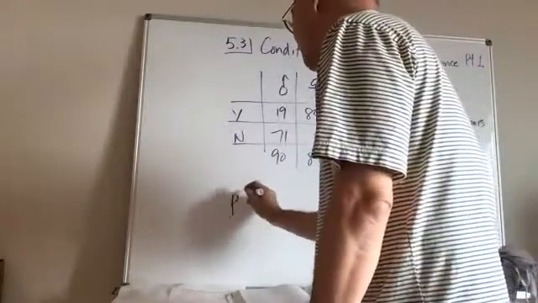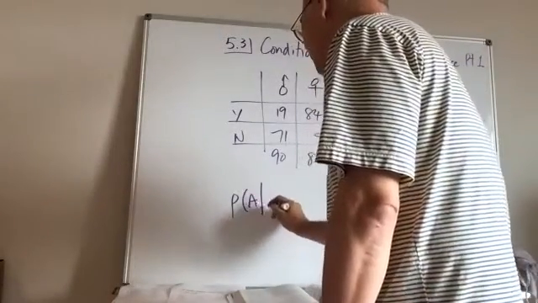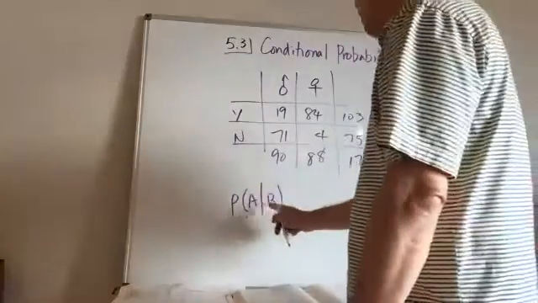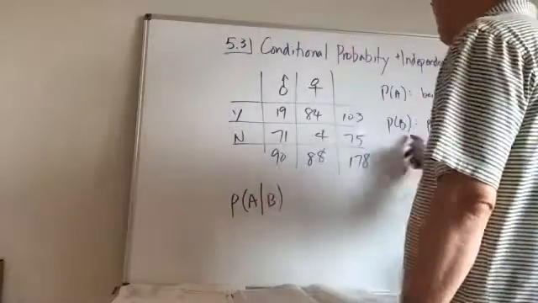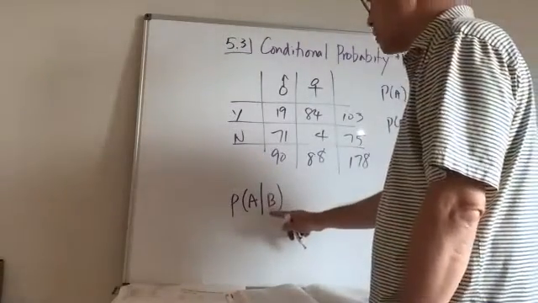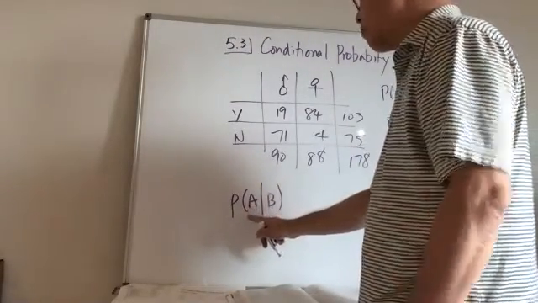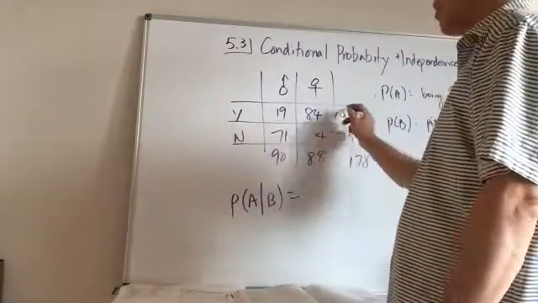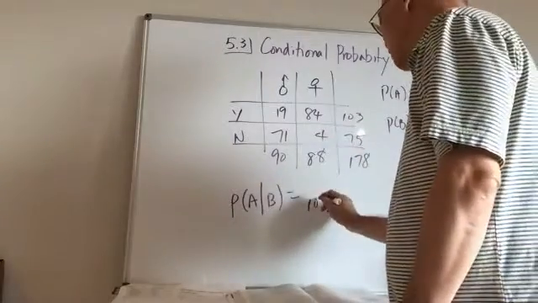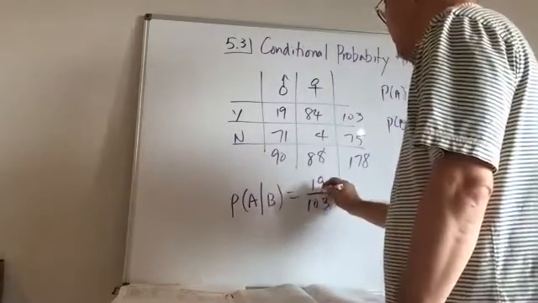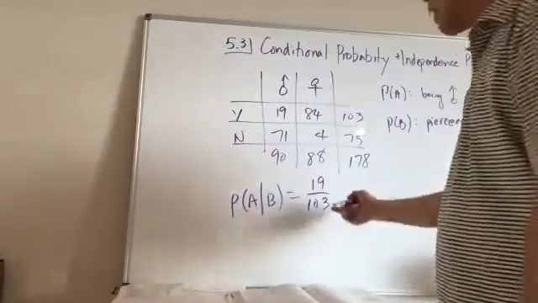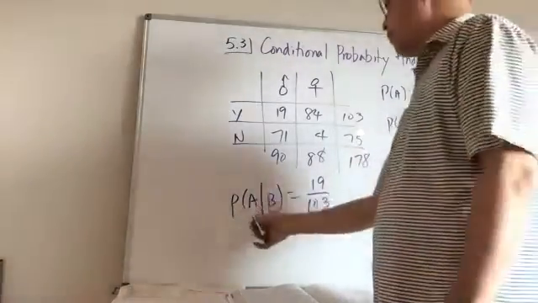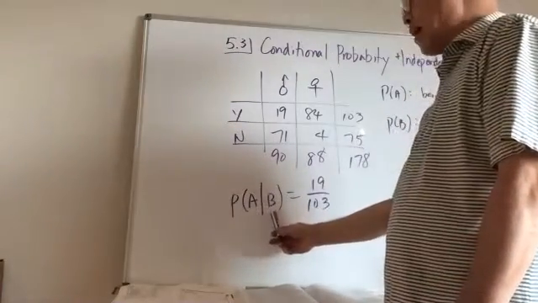Okay, so a conditional probability would be like this. If I say P of A given that B had happened, okay? So this is what? Given that I have pierced ears, what is the probability that I'm a male? Pierced ears would be here. So out of the 103, there's 19 that were male. So this is an example of a conditional probability. This reads as probability of A given that B happened.